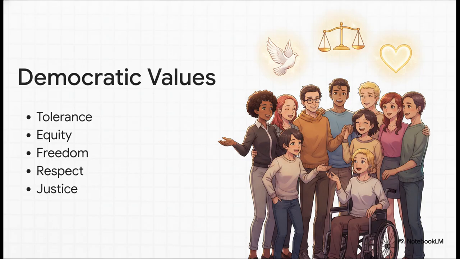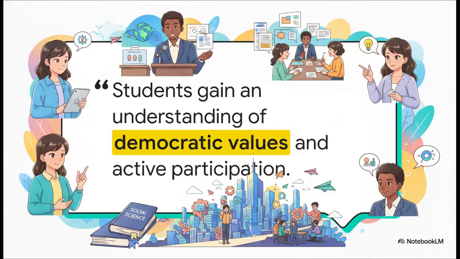By understanding issues like inequality and social injustice, we become more sensitive to the needs of others. We learn to respect different cultures and ways of life. Basically, we're developing the exact empathy, critical thinking, and civic awareness required to promote social harmony and peaceful coexistence. Because ultimately, through the study of social science, students gain an understanding of democratic values and the importance of active participation in society. The goal here isn't just knowledge, it's action.